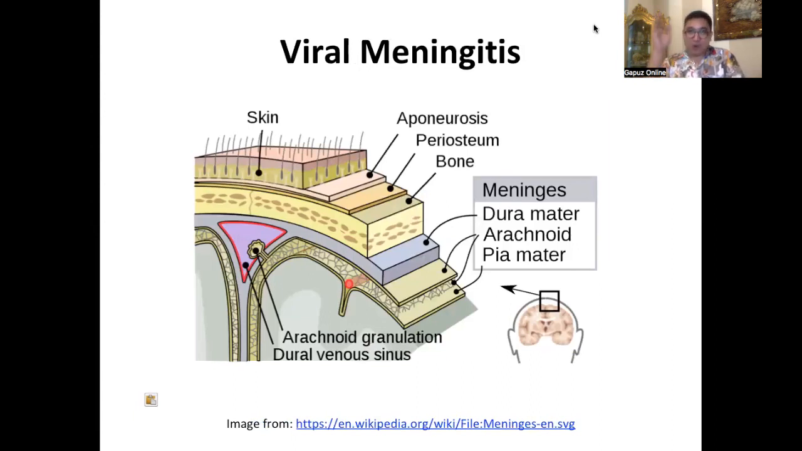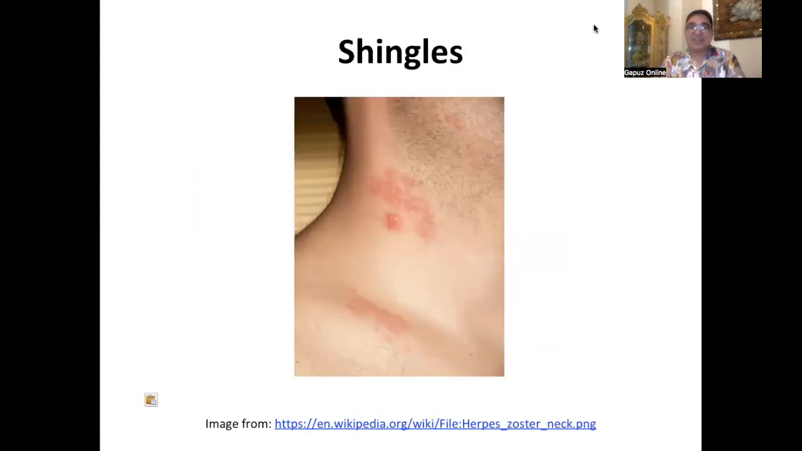Viral meningitis requires standard precautions. A common cause would be your West Nile virus, which is transmitted by a mosquito. So it's very important that we implement standard precautions for patients with viral meningitis. Compare that to a patient with bacterial meningitis who is usually placed in Droplet Precautions.